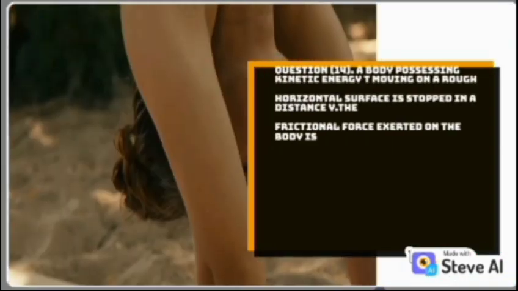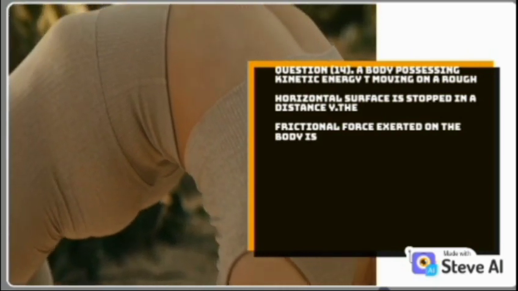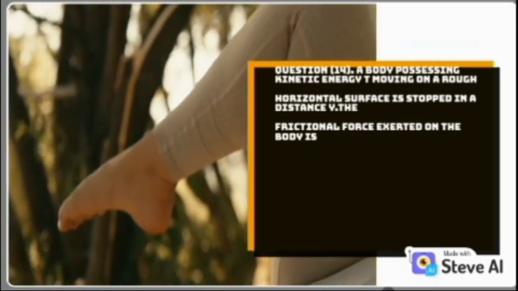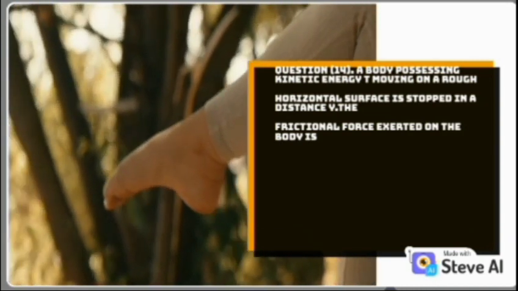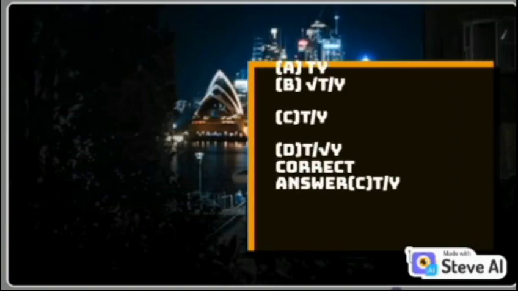Question 14. A body possessing kinetic energy T moving on a rough horizontal surface is stopped in a distance y. The frictional force exerted on the body is: A. T. B. T times y. C. T/y. D. T/y squared. Correct answer C, T/y.